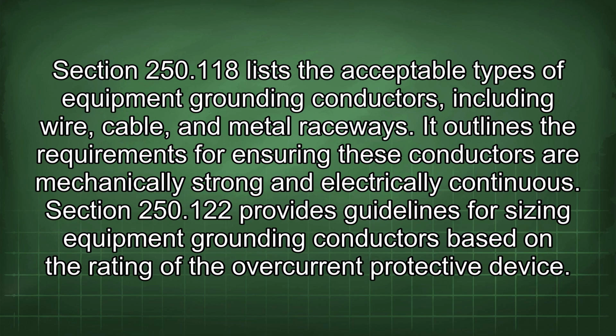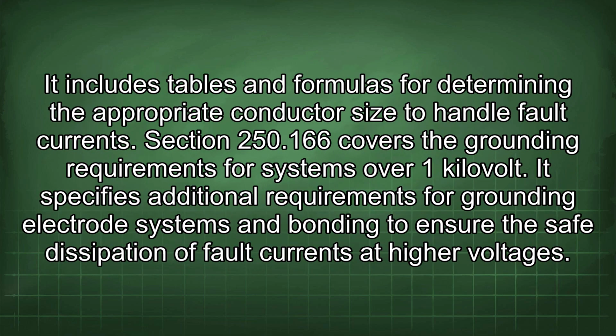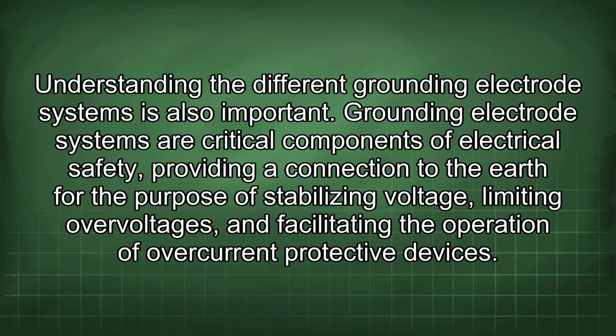Section 250.122 provides guidelines for sizing equipment grounding conductors based on the rating of the overcurrent protective device. It includes tables and formulas for determining the appropriate conductor size to handle fault current. Section 250.166 covers the grounding requirements for systems over 1 kV. It specifies additional requirements for grounding electrode systems and bonding to ensure the safe dissipation of fault currents at higher voltages. Understanding the different grounding electrode systems is also important.